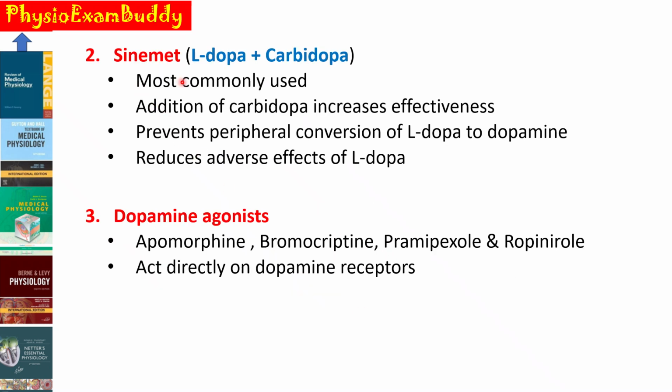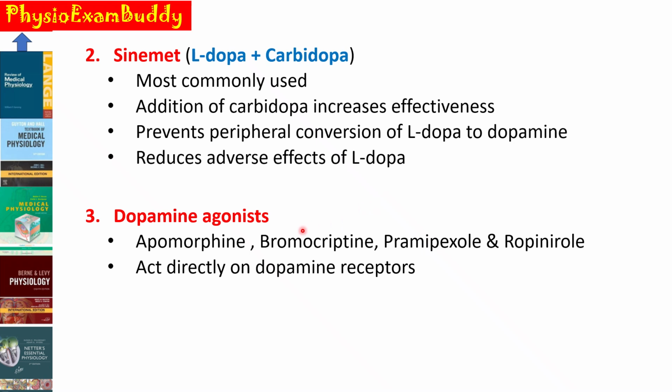Next is Sinemet, that is a combination of L-DOPA plus carbidopa, and this one is the most commonly used drug in case of Parkinson's disease. And addition of the carbidopa increases the effectiveness of the drug, and this will actually prevent the peripheral conversion of the L-DOPA into dopamine. So it also causes a reduction in the adverse effects of the L-DOPA.